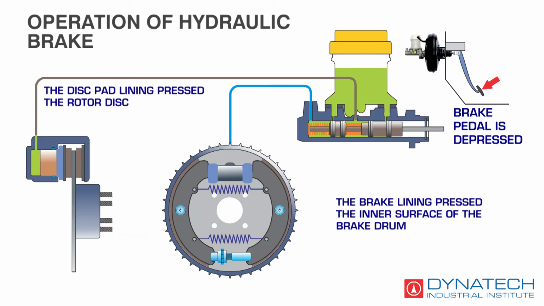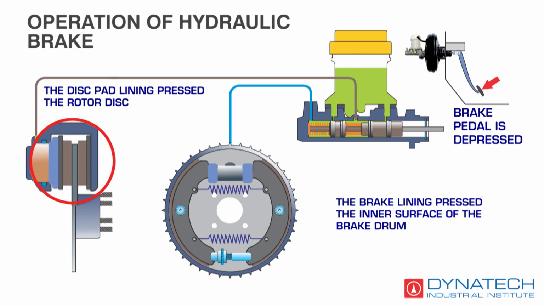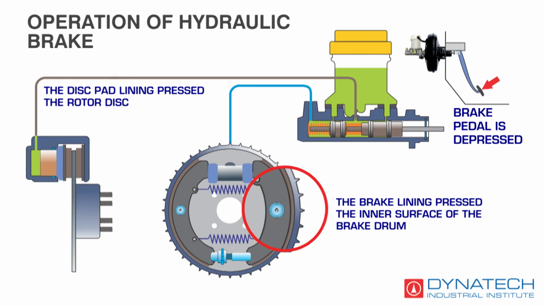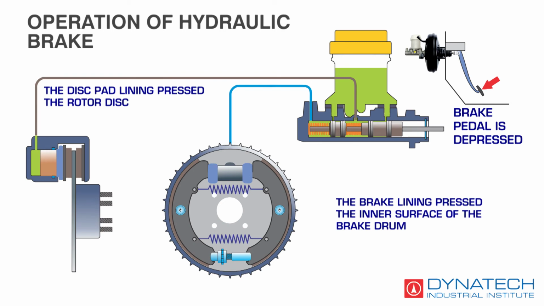When the brake is applied, the surface of the brake lining in a disc pad presses the rotating rotor. Also, the surface of the brake lining presses against the inner surface of the rotating drum. This will cause the rotation of the rotor and drum to slow or stop.